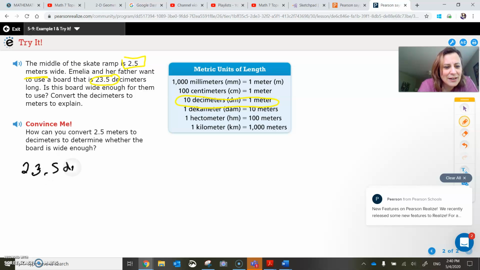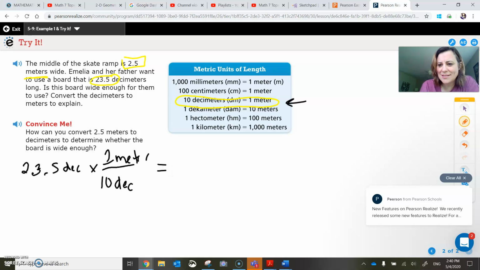23.5 decimeters, and we want to change that into meters. So we're going to do this kind of dimensional analysis. We're going to multiply it by the conversion factor here. Remember, when you're multiplying these, you want your units to cancel out. And since it's multiplication, that means whatever is in the numerator of one cancels out what's in the denominator of the other. So we're going to put decimeters on bottom. So 10 decimeters on bottom and 1 meter on top.